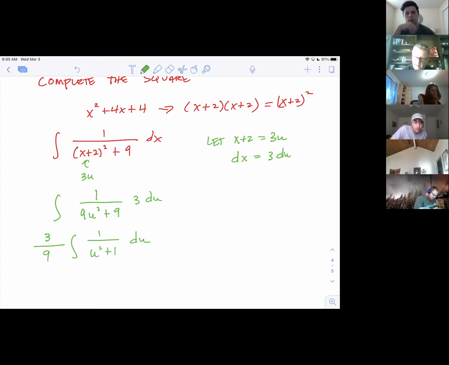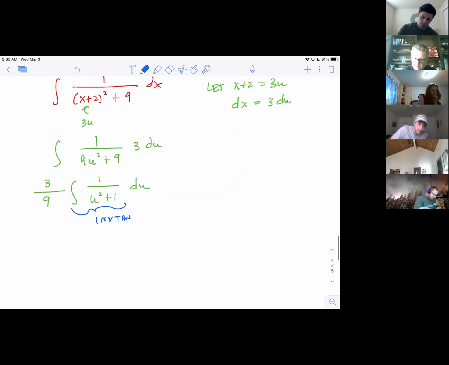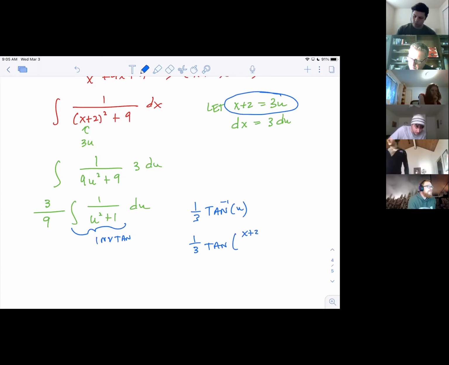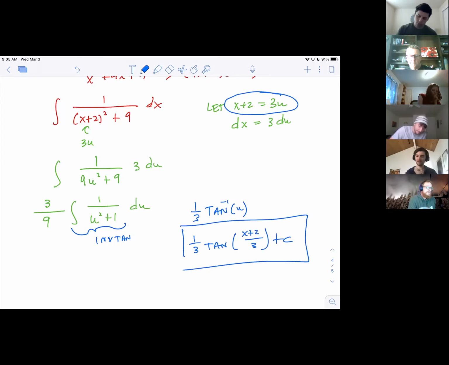And now this is recognizable as inverse tangent again. Whoa. So that means the answer to that is inverse tangent of u. And then there's a 3/9 out front, or a 1/3 out front. Now, if I go back here, I think, okay, well, there was never any u's in it. Notice now I have to solve that for u. u is x plus 2 over 3. So it's 1/3 inverse tangent of x plus 2 over 3, technically plus c. I think that's the right answer. I think I found that integral.